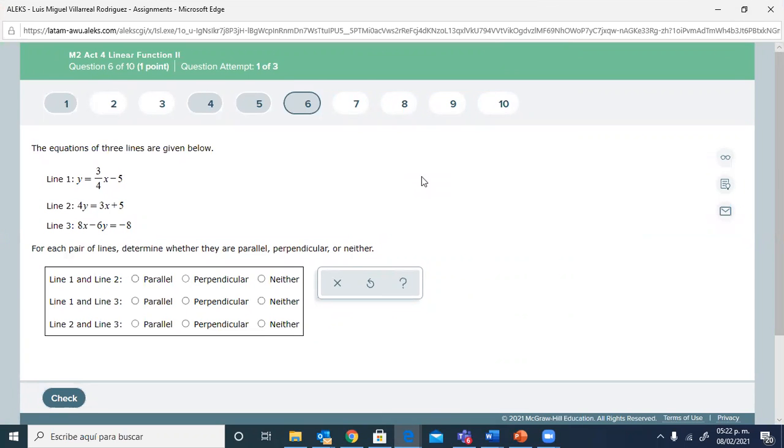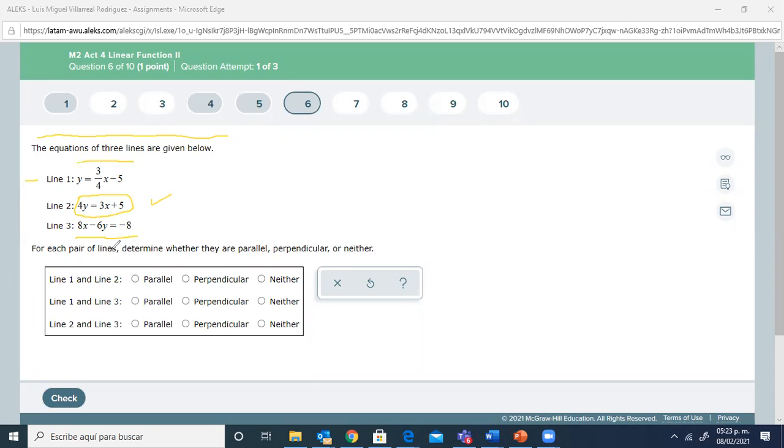It says the equations of the three lines are given below. We have line 1, y equals 3/4 of x minus 5. Line 2, it says 4y equals 3x plus 5. And line number 3 is 8x minus 6y minus 8.